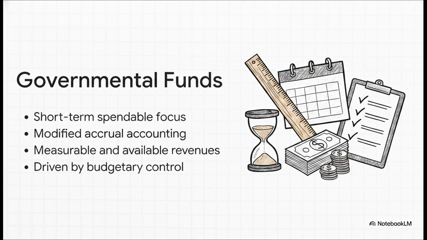Revenues are only recognized when they are both measurable and available. For the bar exam, you have to define available rigorously. It means collected within the current period or soon enough after, which is typically 60 days, to be used to pay liabilities of the current period. The government just needs to know, do we have the cash on hand right now?